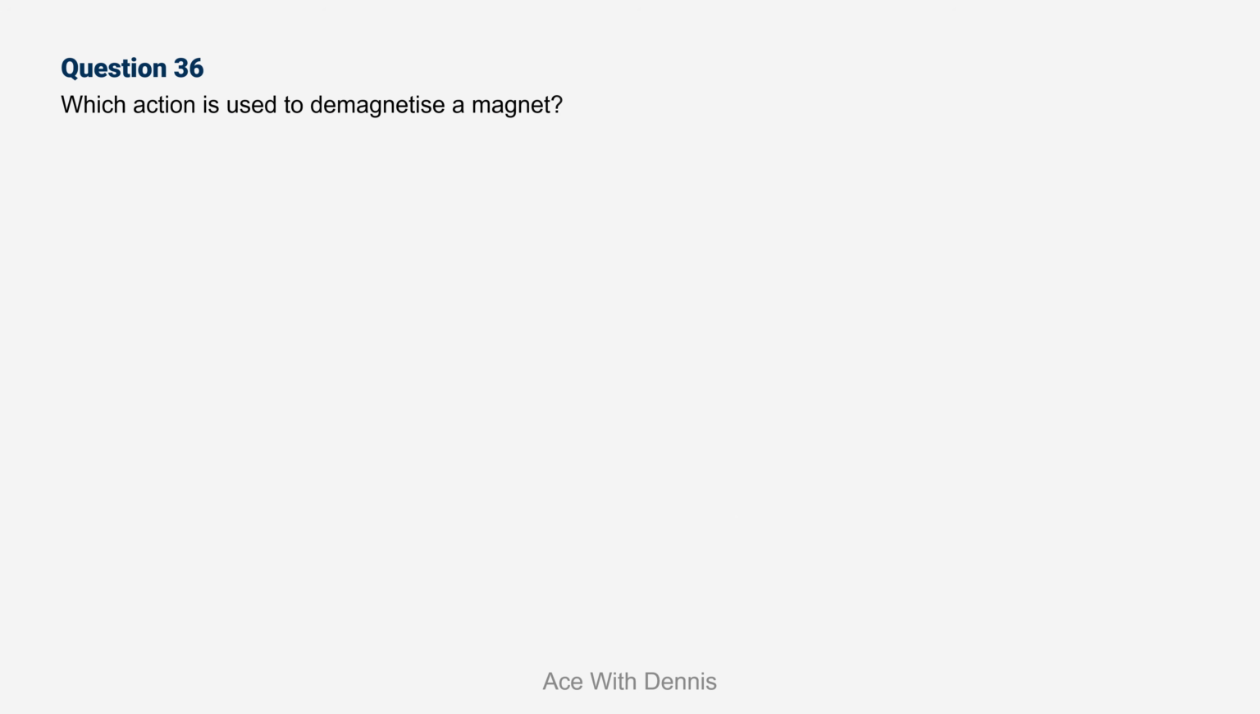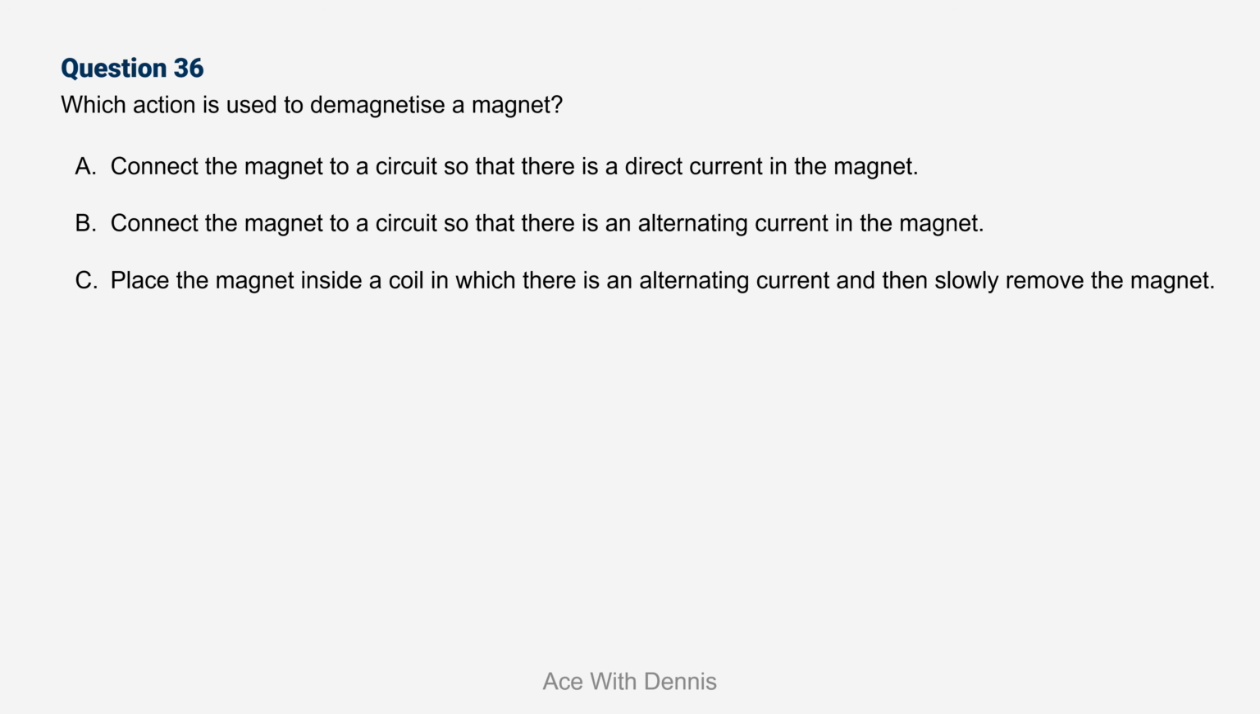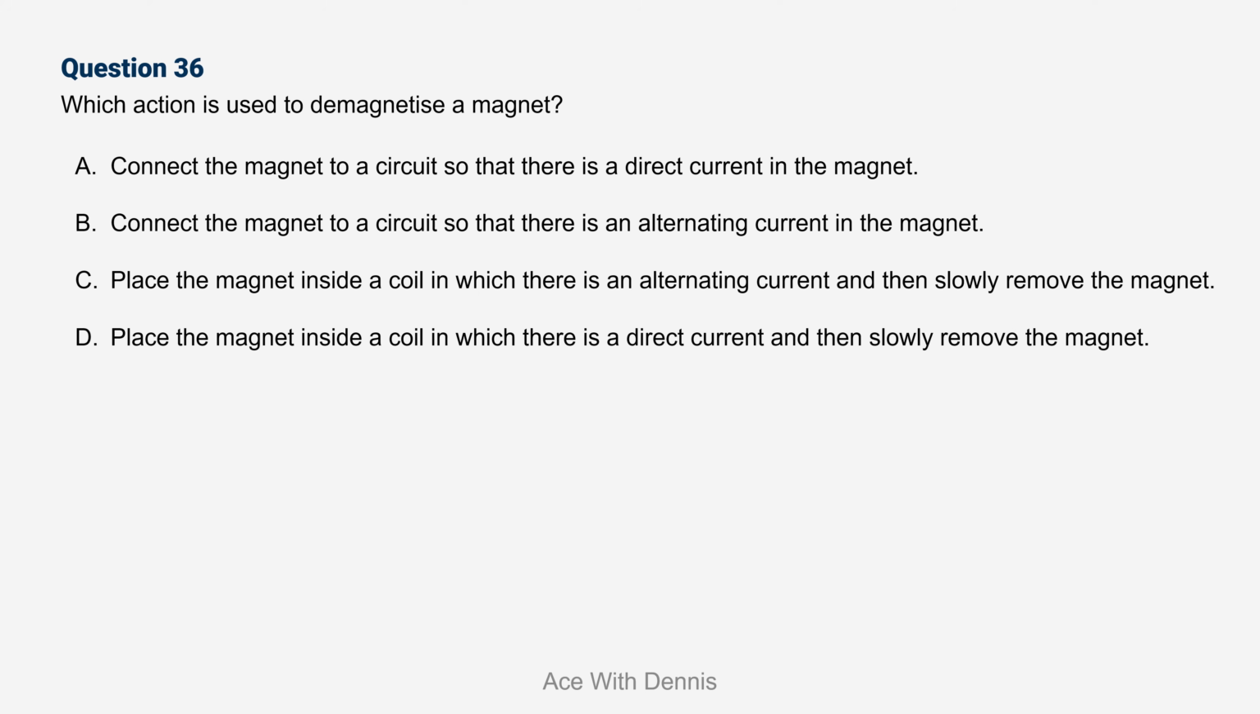Question 36. Which action is used to demagnetize a magnet? A. Connect the magnet to a circuit so that there is a direct current in the magnet. B. Connect the magnet to a circuit so that there is an alternating current in the magnet. C. Place the magnet inside a coil in which there is an alternating current and then slowly remove the magnet. D. Place the magnet inside a coil in which there is a direct current and then slowly remove the magnet.